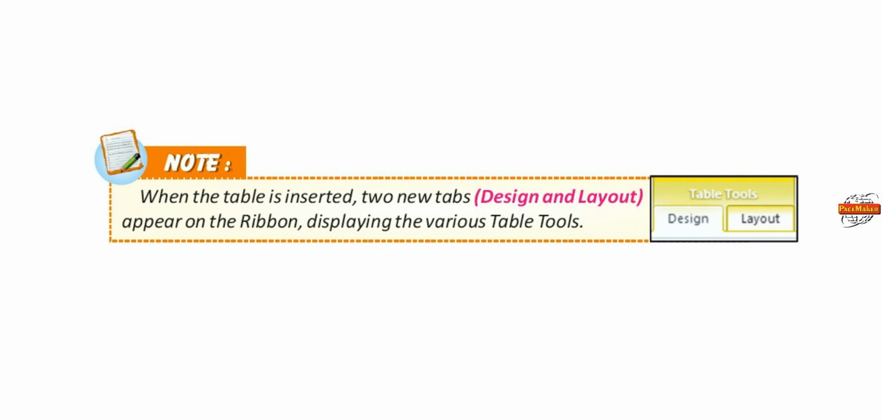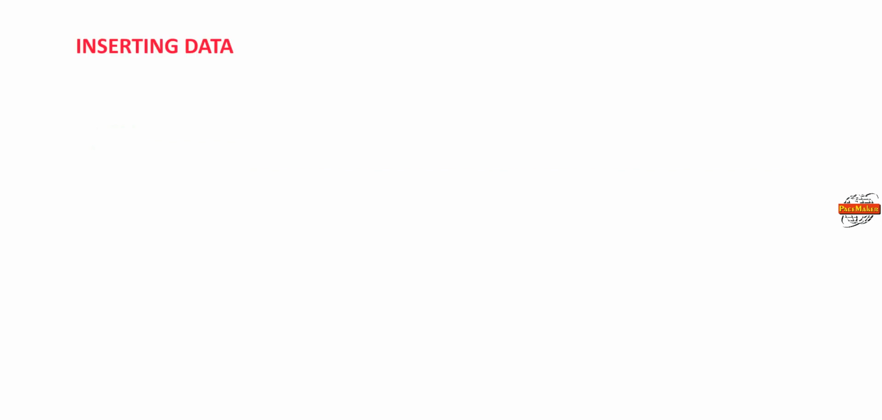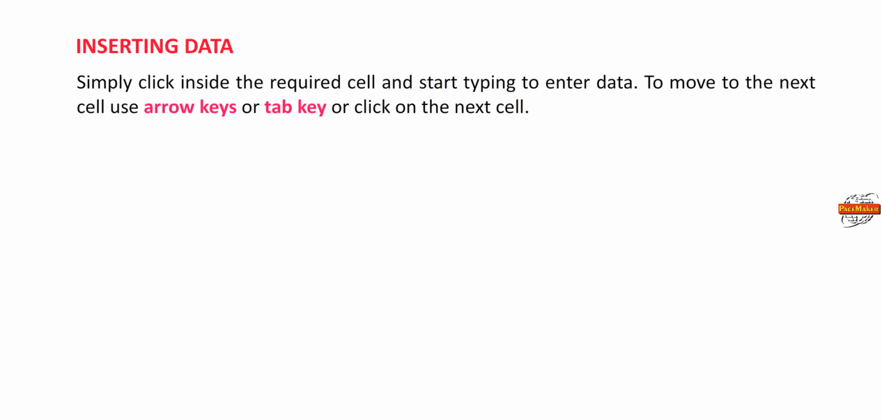Note, when the table is inserted, two new tabs, Design and Layout, appear on the ribbon displaying the various table tools. Inserting data. Simply click inside the required cell and start typing to enter data. To move to the next cell, use arrow keys or the Tab key or click on the next cell.